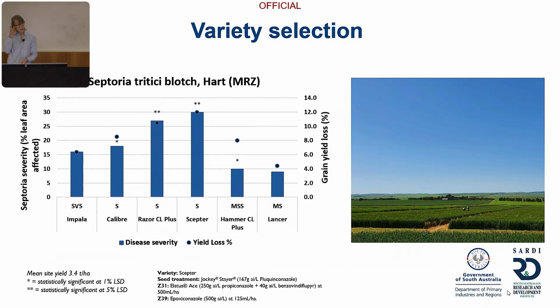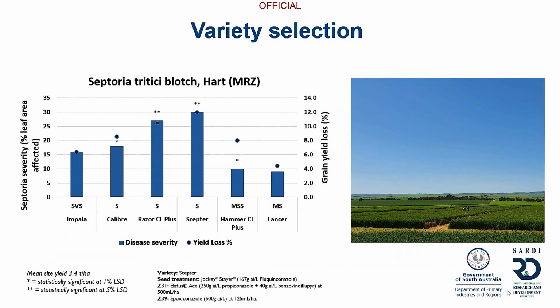So talking a little bit now about some of the trials we've been running in the last few years, and this is a project funded by GRDC, led by Agriculture Victoria, and in these trials we're collaborating with the Hart Field Site Group. And what we've been doing here is looking at the importance of variety selection on our disease development and yield loss of Septoria tritici blotch.